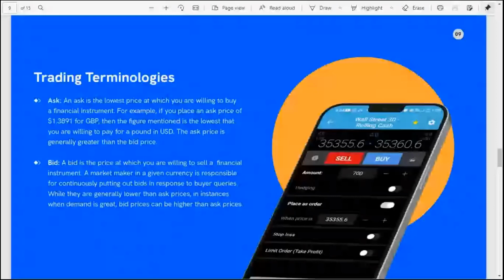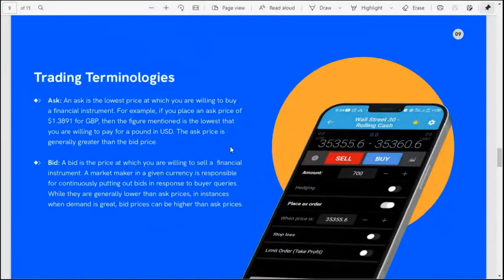Great. So back to trading terminologies. First is ask. An ask or an ask price is the lowest price at which you are willing to buy a financial instrument.